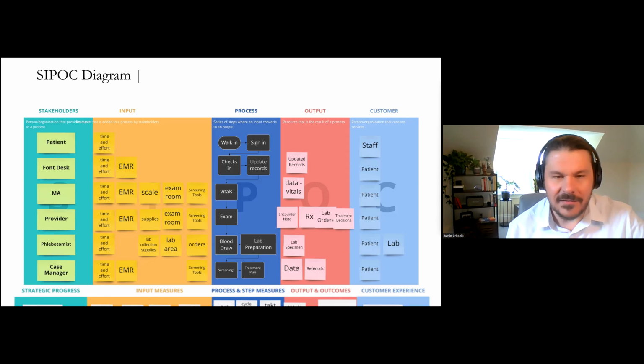Good. So, just a quick show of hands, how many of you are familiar with the SIPOC already? Good. I see a few hands, that's good.